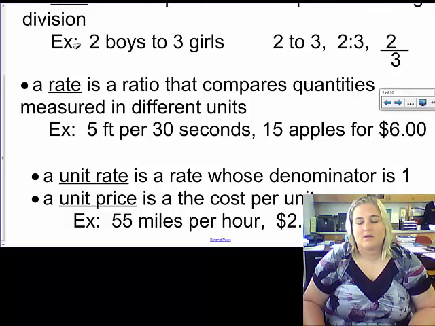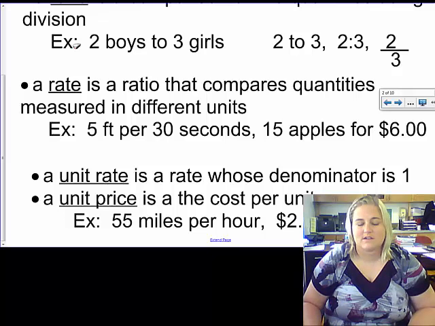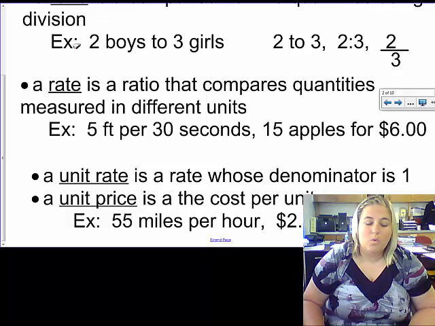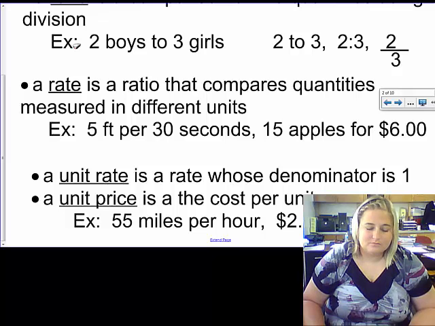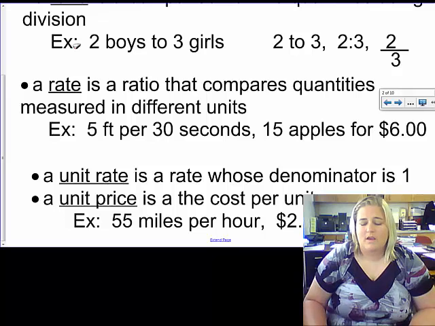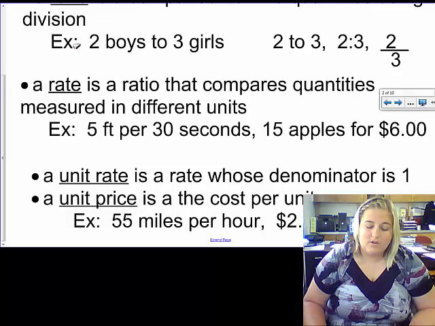A rate is a ratio that compares quantities measured in different units. So, for example, if I had 5 feet per 30 seconds or 15 apples for $6, I am comparing quantities, these quantities of 5 and 30, and then different units, because this is 5 feet and this is 30 seconds. The same is true for 15 and 6, those are 2 quantities, and the different units would be apples and dollars. A unit rate is a rate where the denominator is 1.